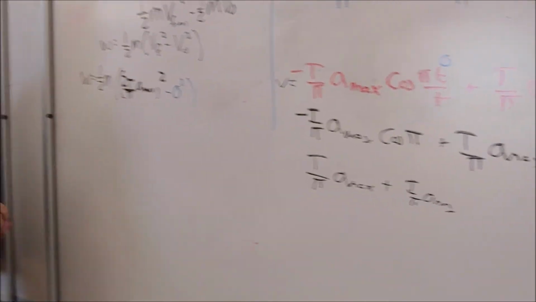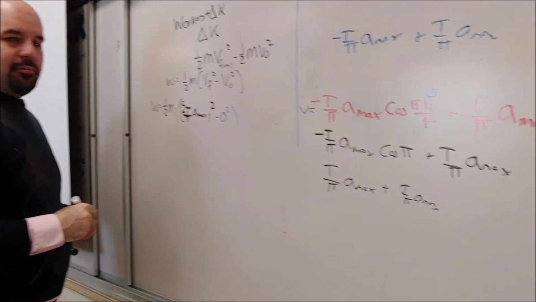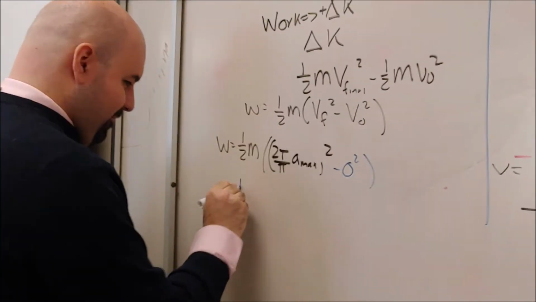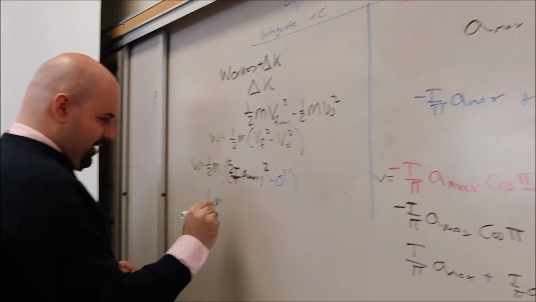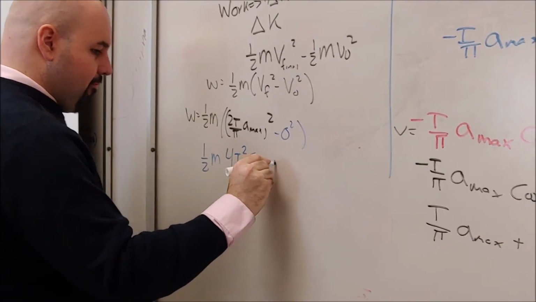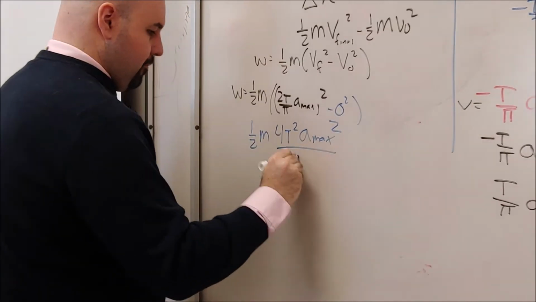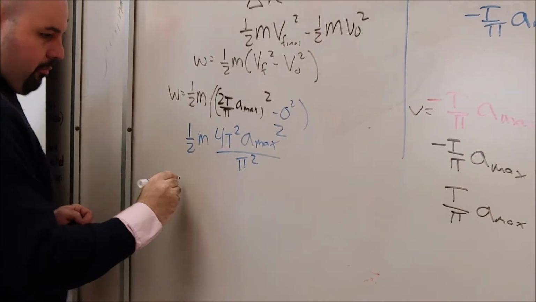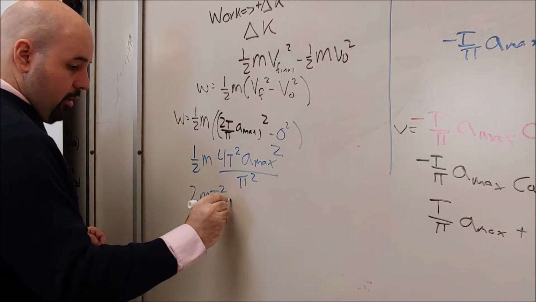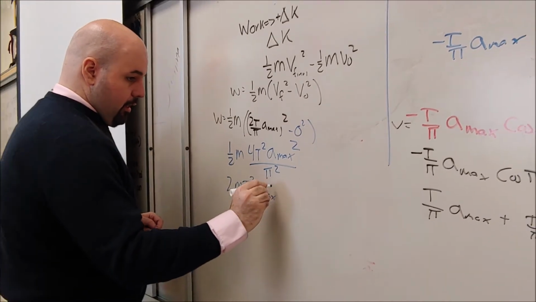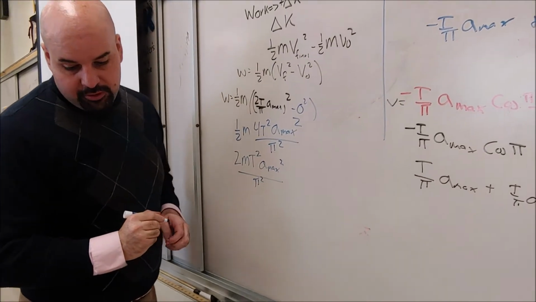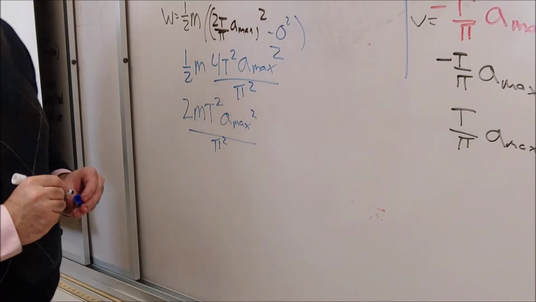It also says it starts from rest, right? That was our C term. Yeah, that's really smart. Thanks, Noah. I should have actually thought that way. Then do the math, and you get 2m capital T squared a max squared over pi squared, which is 100% definitely the right answer.